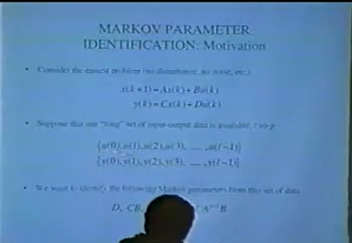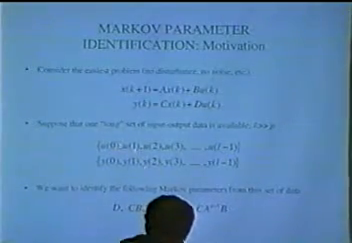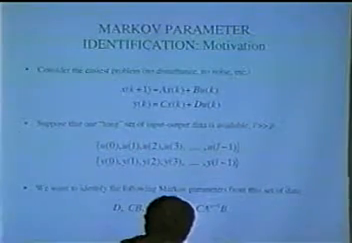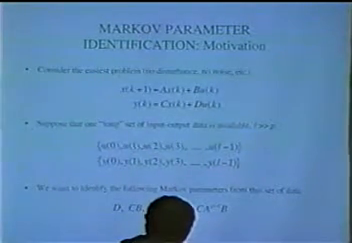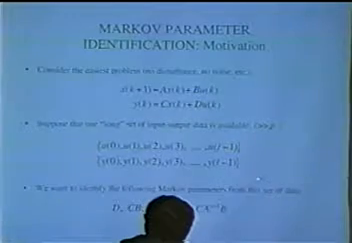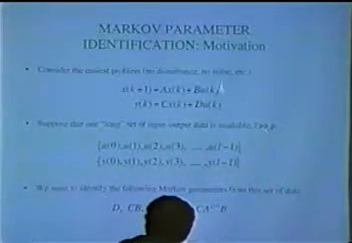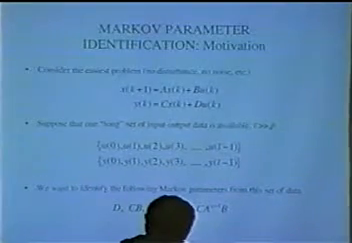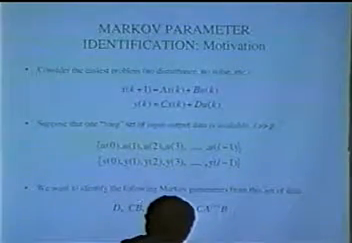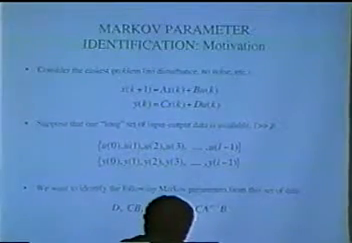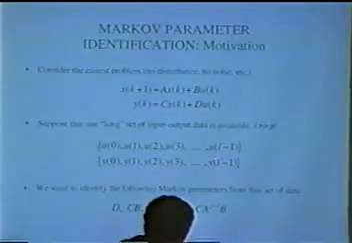You go to the system and you jiggle it. You have U0, U1, U2, and so on. Jiggle it, say a random input that you put in, and you record the output. A very long set, as long as you want. Now the question is, how do we identify the Markov parameters D, CB, CAB, and so on, from this set of data?